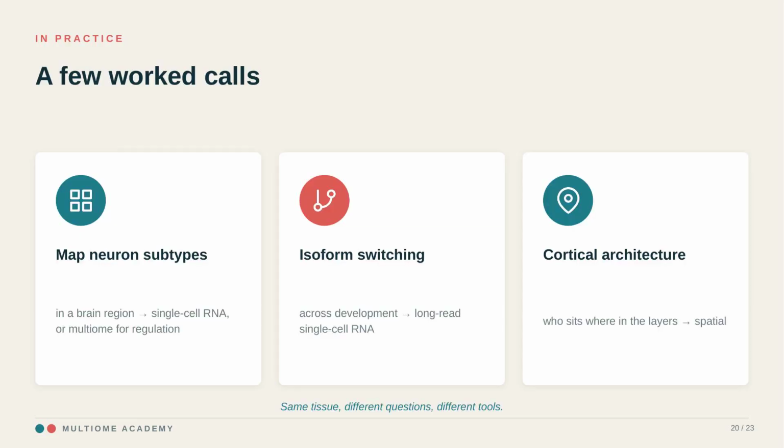A few concrete calls, using the brain as an example. To map neuron subtypes in a region, start with single-cell RNA, or multi-exon if you also want regulation. To study isoform switching across development, use long-read single-cell RNA. And to understand the layered architecture of the cortex, who sits where, use spatial. Same tissue, different questions, different tools.